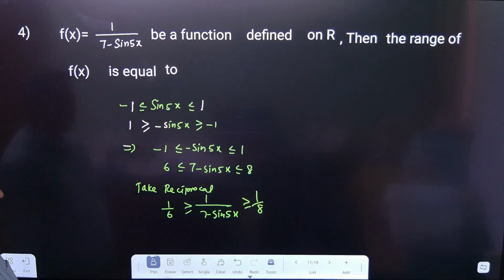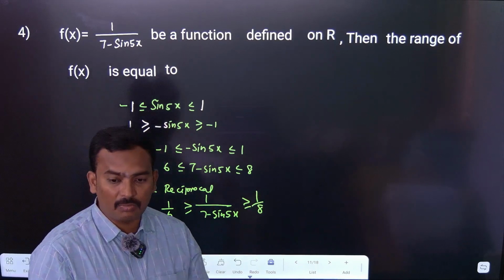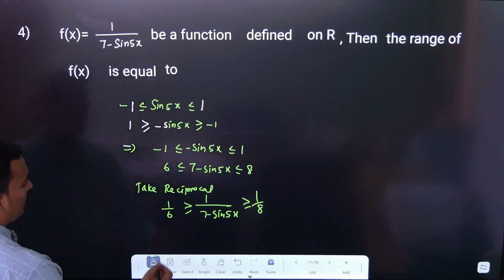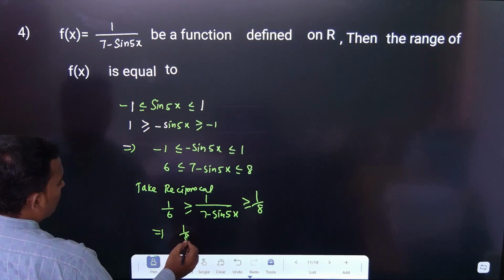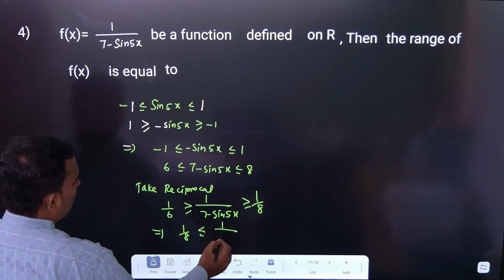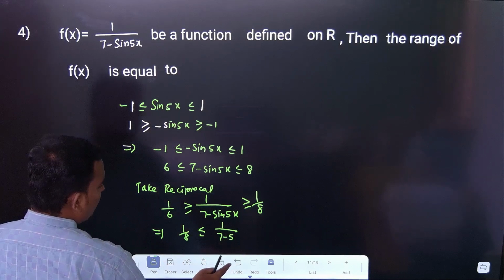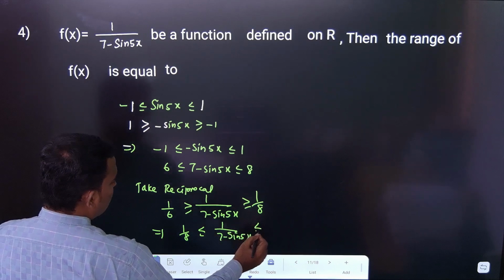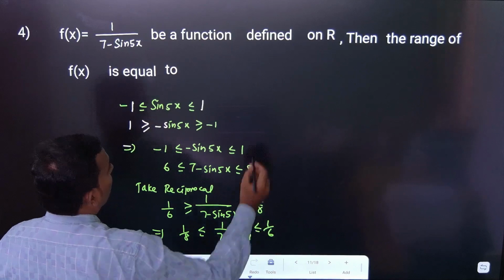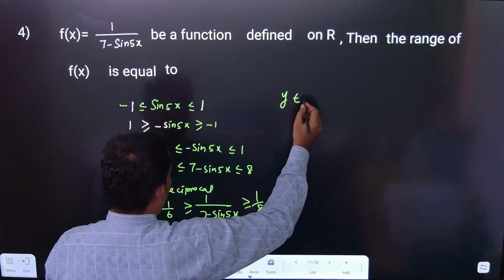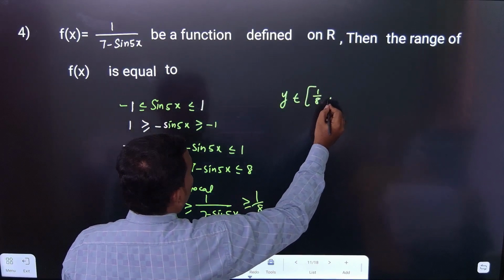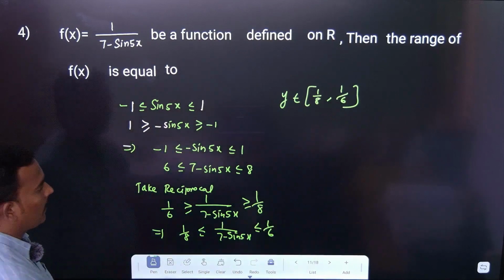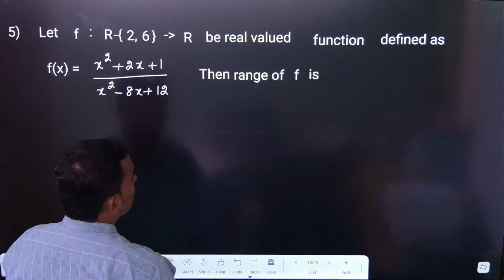Clear? So when you multiply by a negative number, the inequality will be changed. When you take a reciprocal, the inequality will be changed. Then you rearrange it. 1 by 8 is the smallest. 1 by 7 minus sine 5x is less than or equal to 1 by 6. This is your f of x. Therefore, y belongs to 1 by 8 to 1 by 6 is your answer. Clear? Okay. We'll go for the next question.